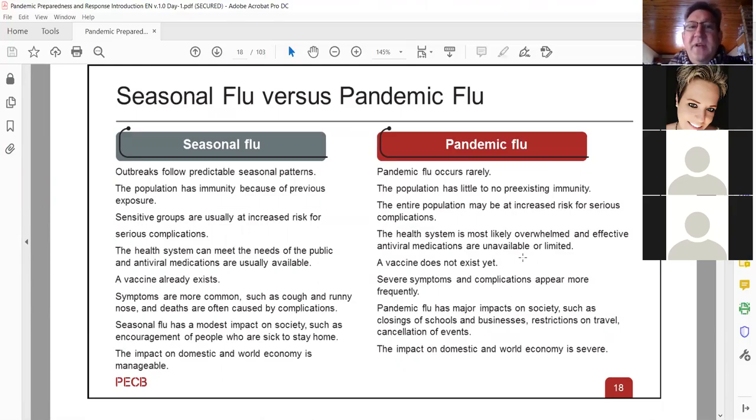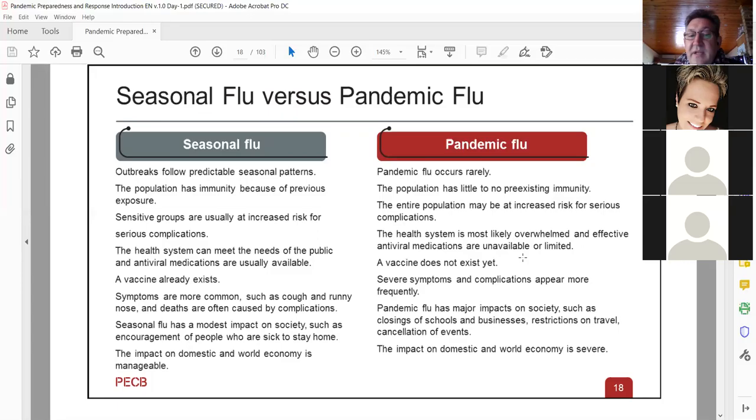So what is the difference between seasonal flu versus pandemic flu? Seasonal flu, the normal cold and the normal flu that we are getting injections for, etc., firstly, outbreaks follow a predictable seasonal pattern. The population has immunity because of previous exposure. Sensitive groups are usually at increased risk for serious complications. The health system can meet the needs of the public, and antiviral medication is usually available. A vaccine already exists. Symptoms are more common, such as cough and runny nose, and deaths are often caused by complications.